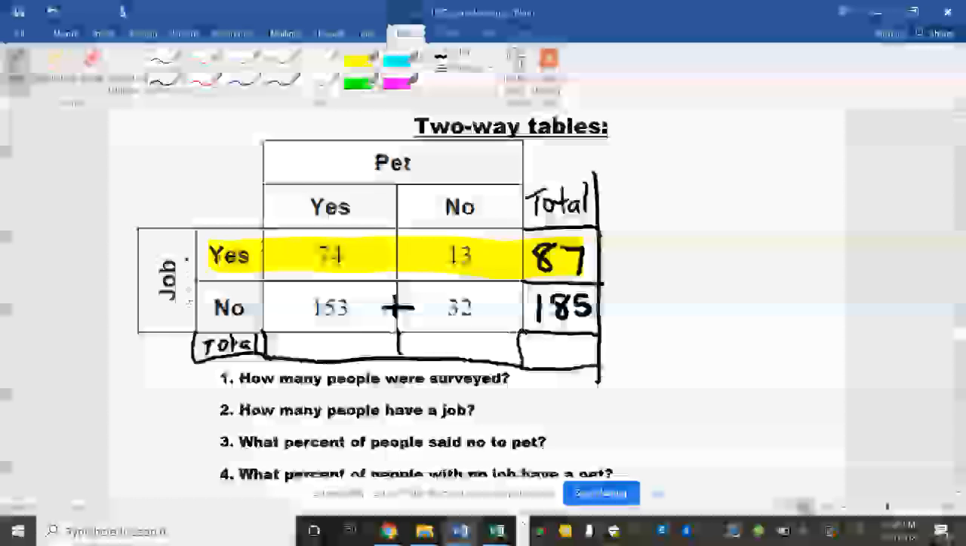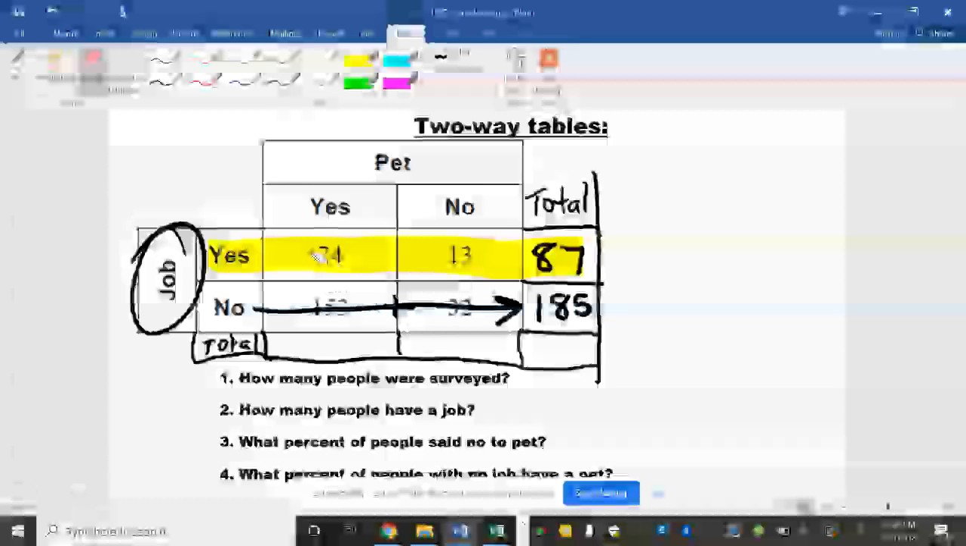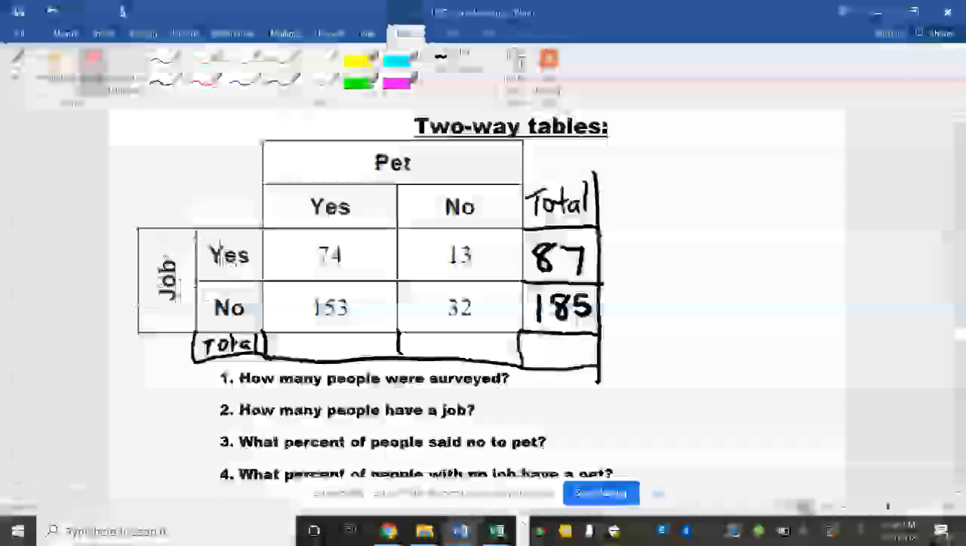So your totals, depending on the category, we're talking about job, you add them straight across, right? So total people with a job is 87. Total people without a job is 185. Hopefully these people aren't adults, right? I hope adults have jobs, but tough times.